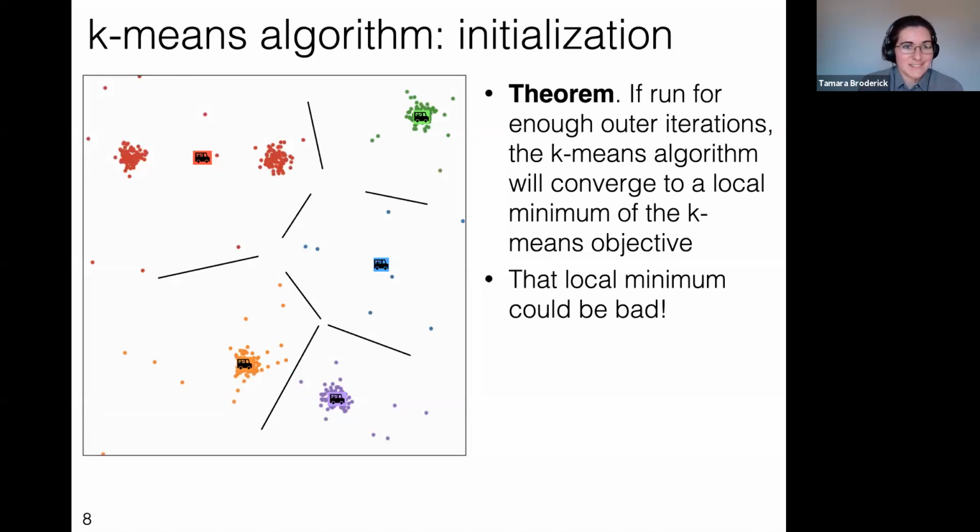Question: is this good? Is this bad? What do you think about this alternative clustering of our data, of our people? Is it better? Is it worse than the one that we saw before? This is a question for the chat.